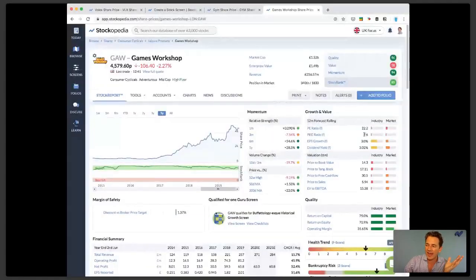And hang on a minute, I'm going to go back to the site. And if I go back here, Games Workshop, you can see today it's on a PEG ratio of 8 times. And that's because the forecast growth rate has slumped a lot and it's on a much higher premium share price. So the valuation, for a growth investor, is sort of coming down.